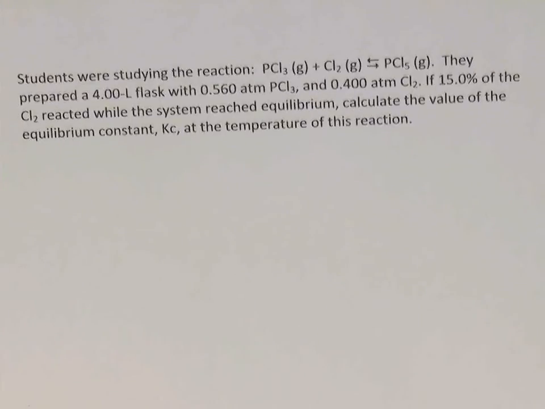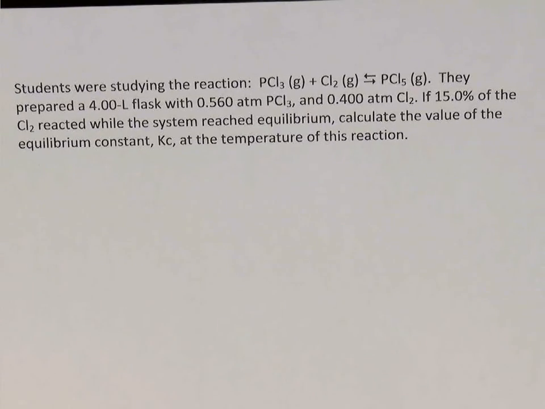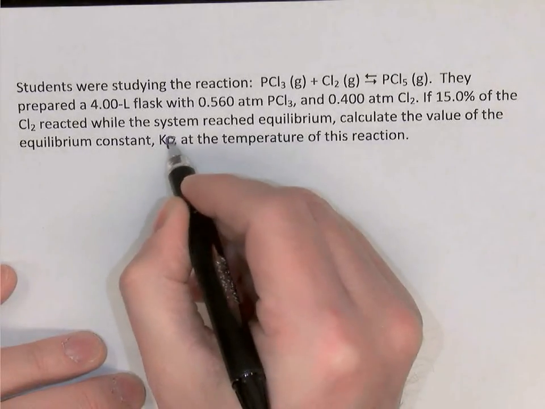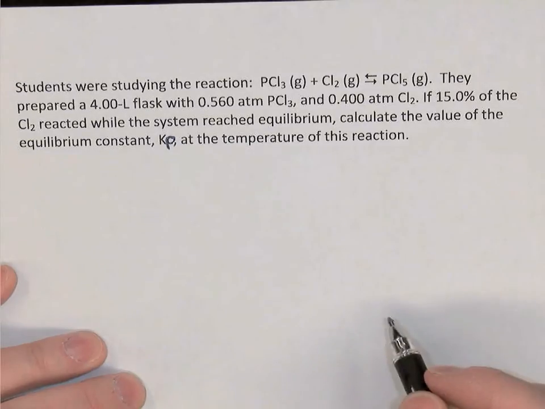The last example we'll look at here, students were studying a reaction of PCl3 and chlorine making PCl5. They've got a 4-liter flask with 0.560 atmospheres. So I'm anticipating this might be, oops, I think there's a typo here, a Kp question, not a Kc. So I'm going to change that to Kp.